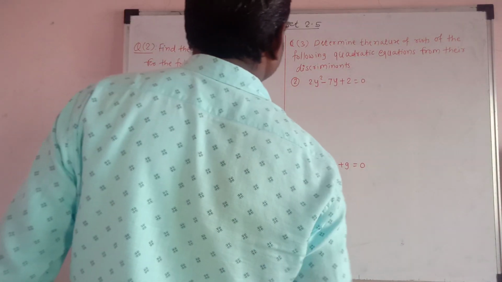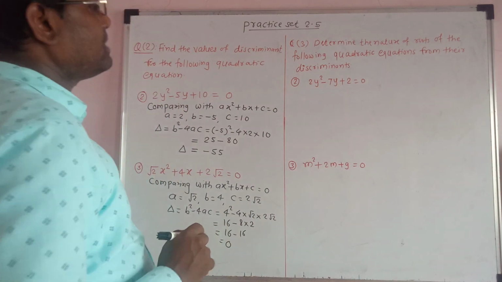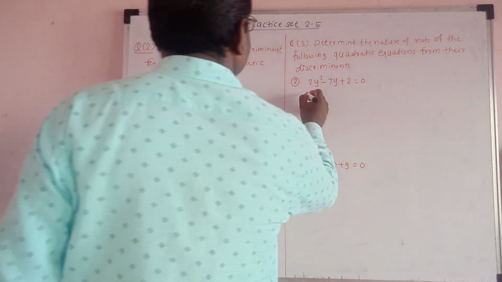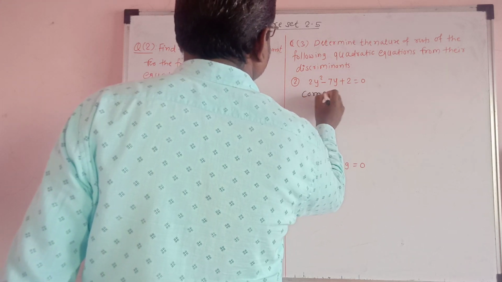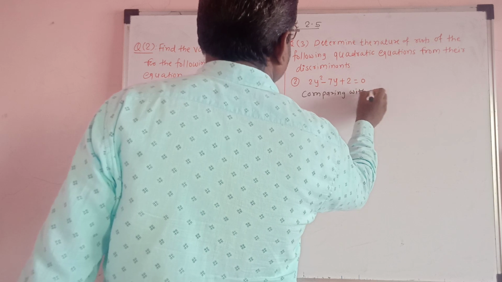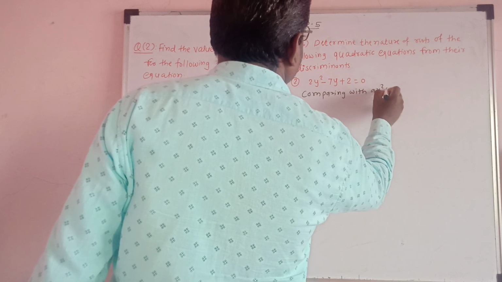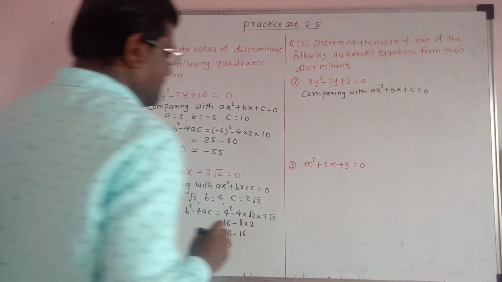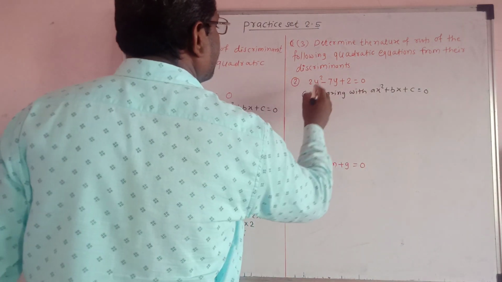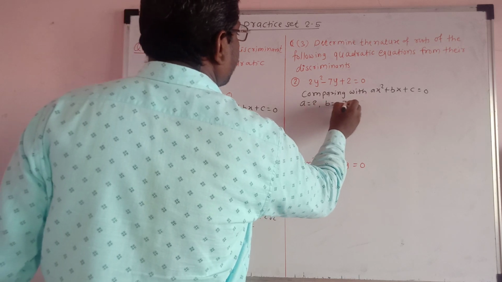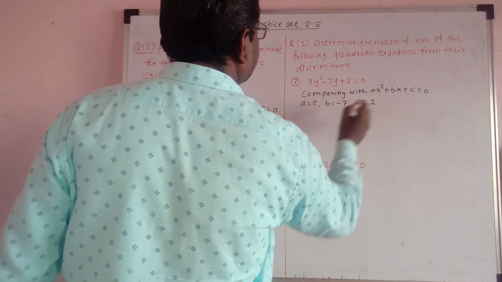Now solve example number 2. 2y square minus 7y plus 2 is equal to 0. Comparing with ax square plus bx plus c is equal to 0, we get a is equal to 2, b is equal to minus 7, c is equal to 2.